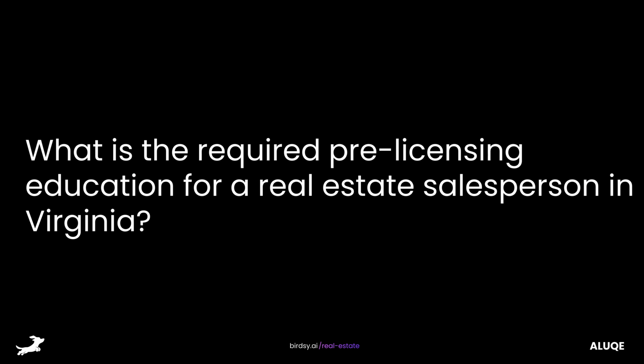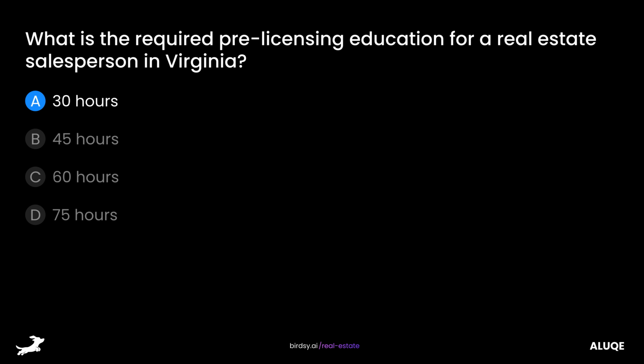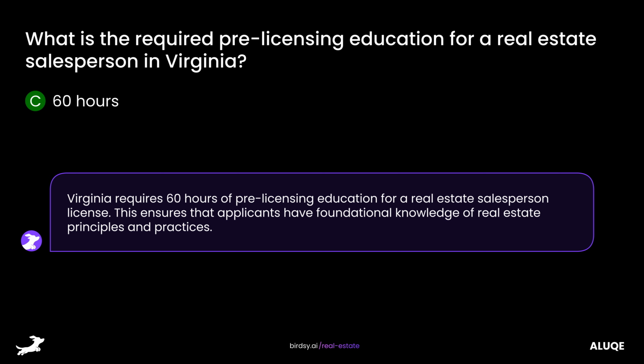What is the required pre-licensing education for a real estate salesperson in Virginia? Is it A, 30 hours, B, 45 hours, C, 60 hours, or D, 75 hours? The answer is C, 60 hours. Virginia requires 60 hours of pre-licensing education for a real estate salesperson license. This ensures that applicants have foundational knowledge of real estate principles and practices.